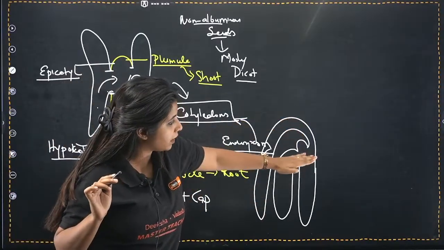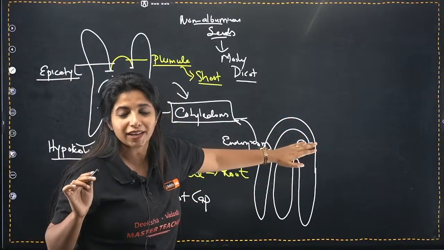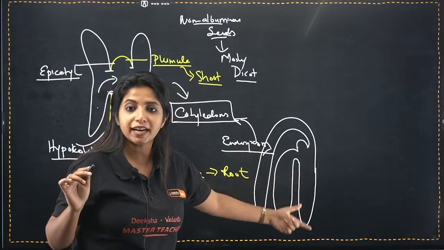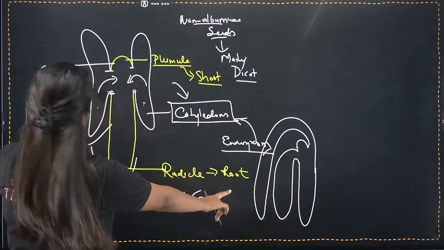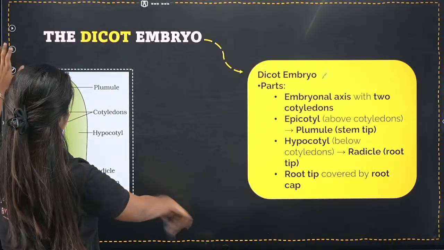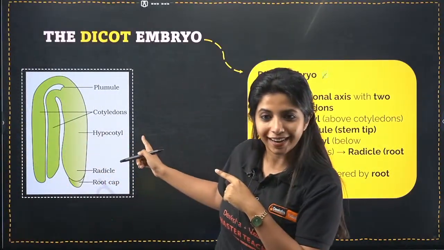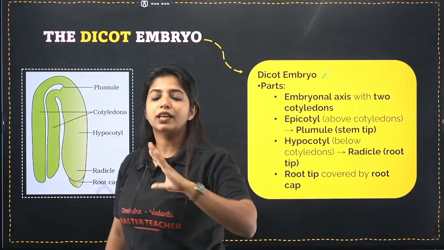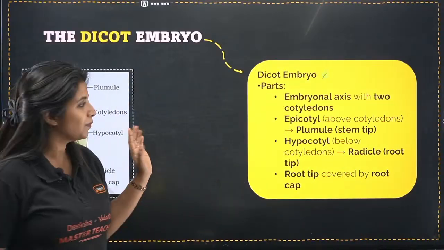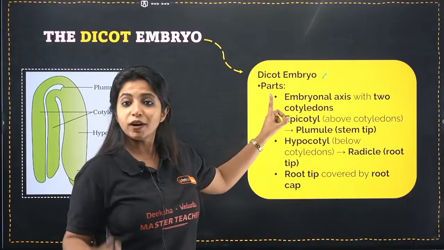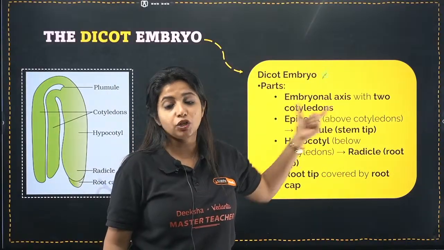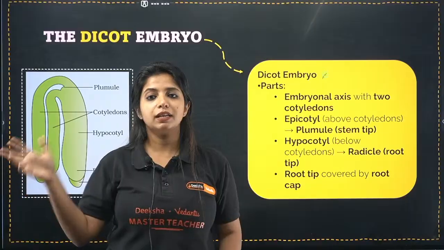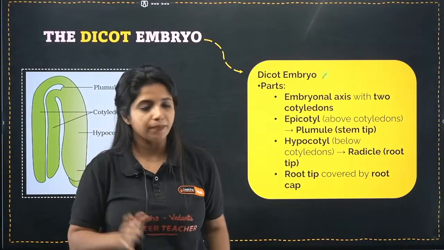This portion which is above is known as epicotyl and ends with plumule. The portion which is lower is hypocotyl, ends with radicle and the root cap. Now I'll show you the picture so that you also remember. Listen, is the same thing, right? Is the same thing that we made. That's all. So now you know the logic and you will never forget the image also. So dicot embryo, parts are what? First part is embryonal axis with two cotyledons, right? The second part is the cotyledons, and you have two of them.